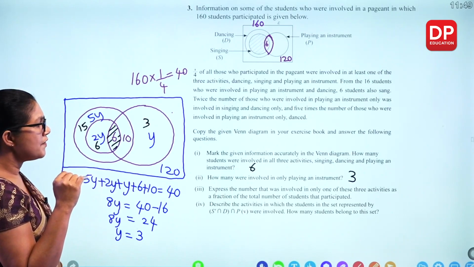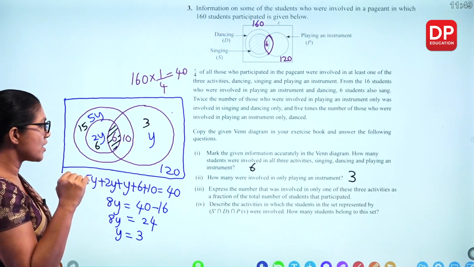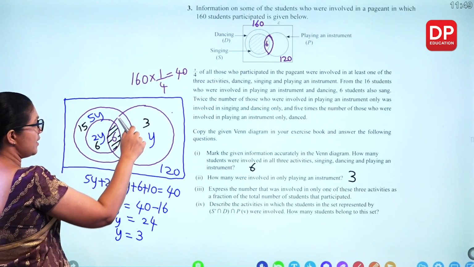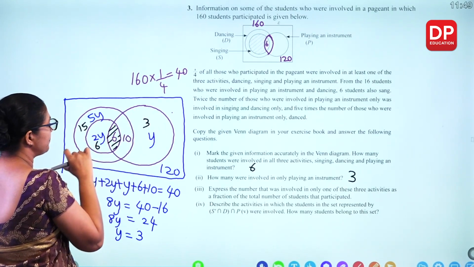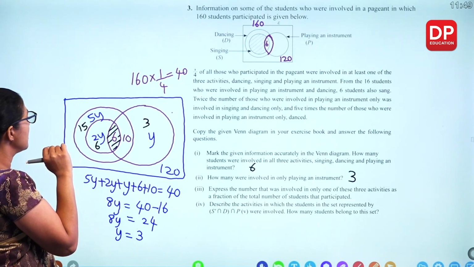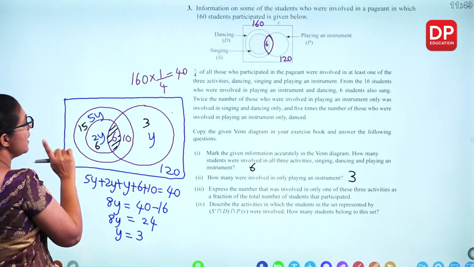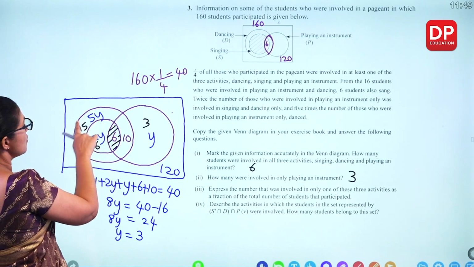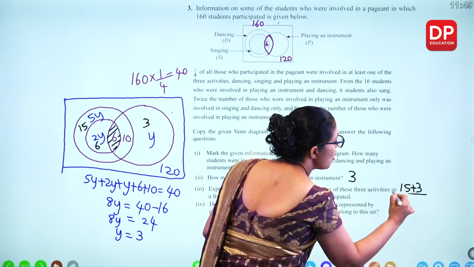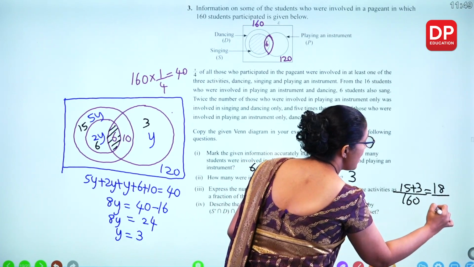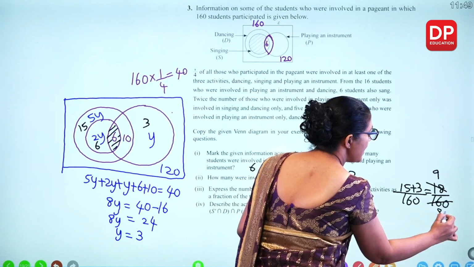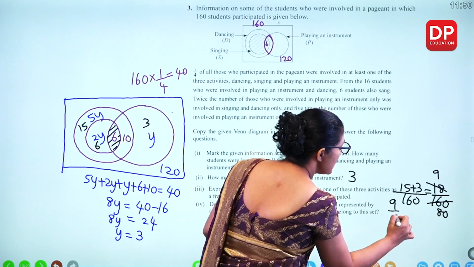Express the number that was involved in only one of these 3 activities as a fraction of the total number of students that participated. Only playing one thing. So here only playing an instrument is 3. Only dancing, that's 15. So this one we can't take. This is not only singing. Singing and dancing. So 15 plus 3 out of 160. 18 divided by 160. You can divide by 2. That's 9 and 80. So 9 divided by 80 is the fraction.